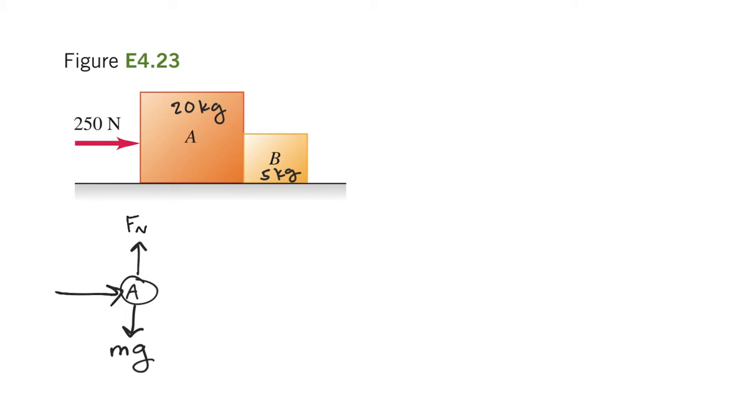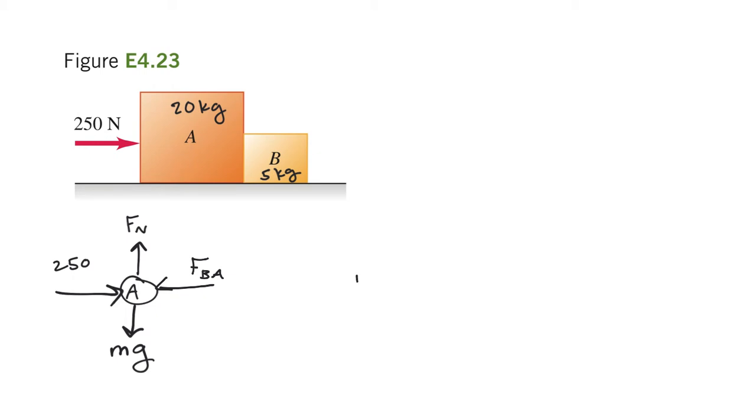This is not technically an ideal free body diagram. You're supposed to have all the tails on the object itself. I'm not doing that because it doesn't make sense to me. That's what AP wants, but you can draw it however you like. And then we're also going to have some force from B, because B is touching A. So that's the force of B on A.